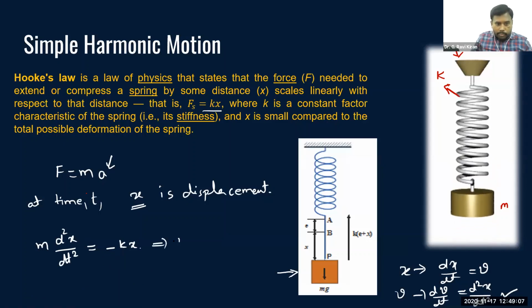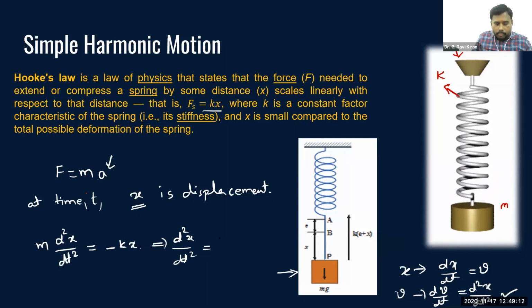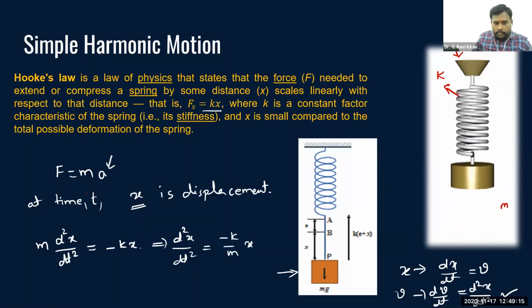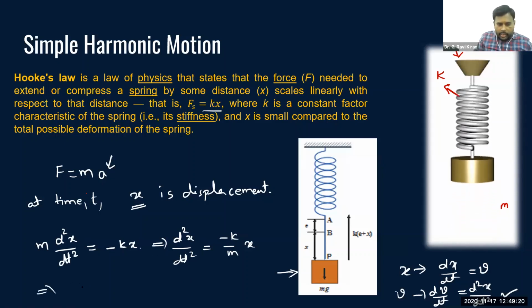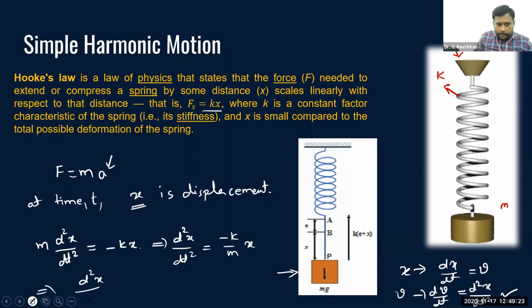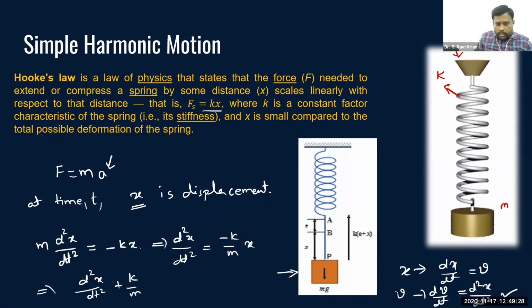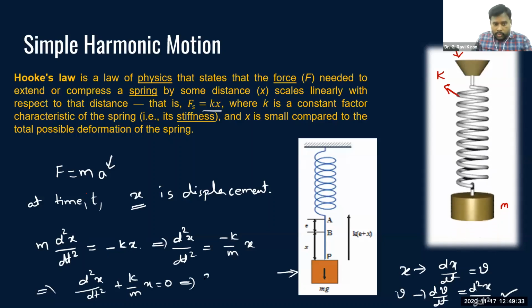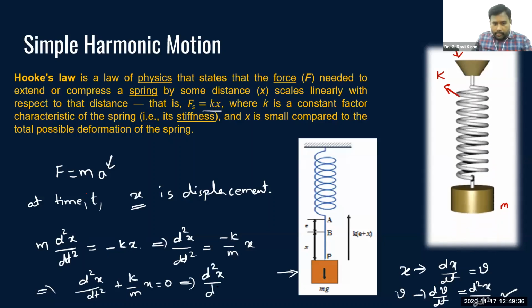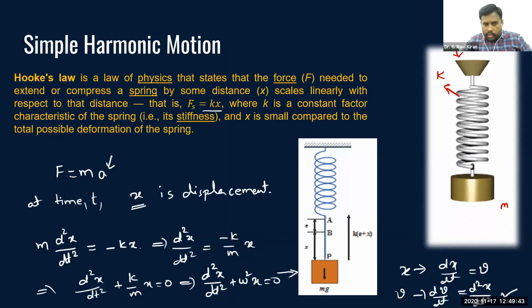It is popularly written like this: d square x by dt square is equal to minus k by m into x. Sometimes they write it by bringing k by m to the other side: d square x by dt square plus k by m into x is equal to 0. The most popular equation for simple harmonic motion is d square x by dt square plus omega square x is equal to 0. Right? Probably you remember simple harmonic motion by this expression.